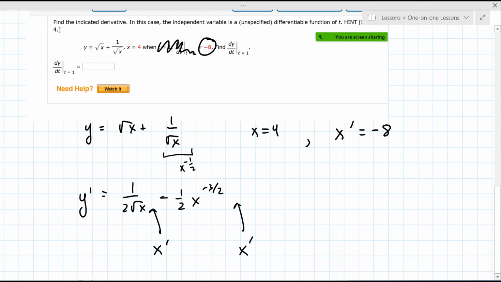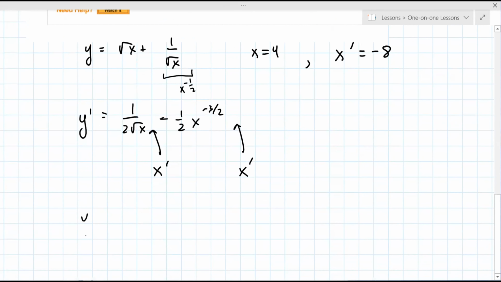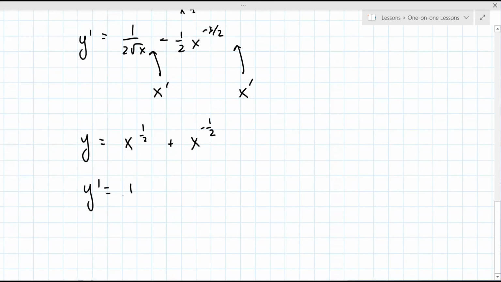Can you do the square root of x as x to the 1/2 instead? Yes. So let me restart here. So it's x to the 1/2 plus x to the minus 1/2. So y prime is 1/2 x to the minus 1/2 minus 1/2 x to the minus 3/2. And then again, there's an x prime here and an x prime here. So now you have to put these numbers in for x. You know that x is 4 and x prime is -8.